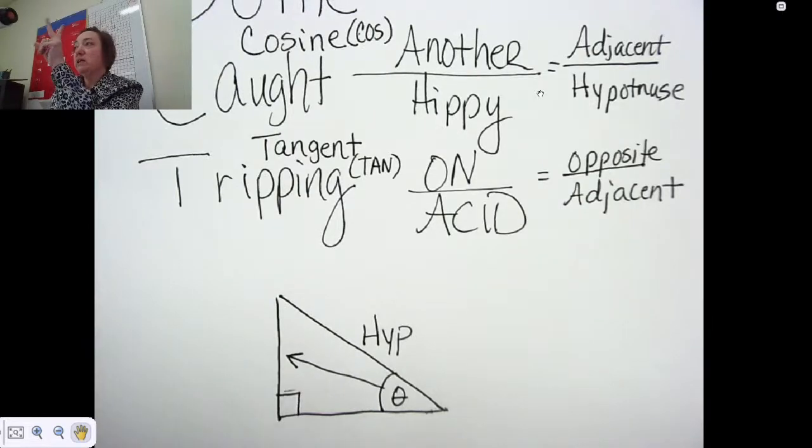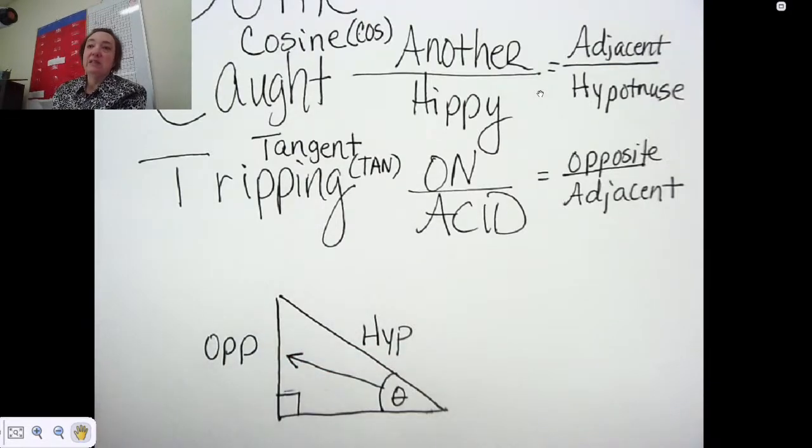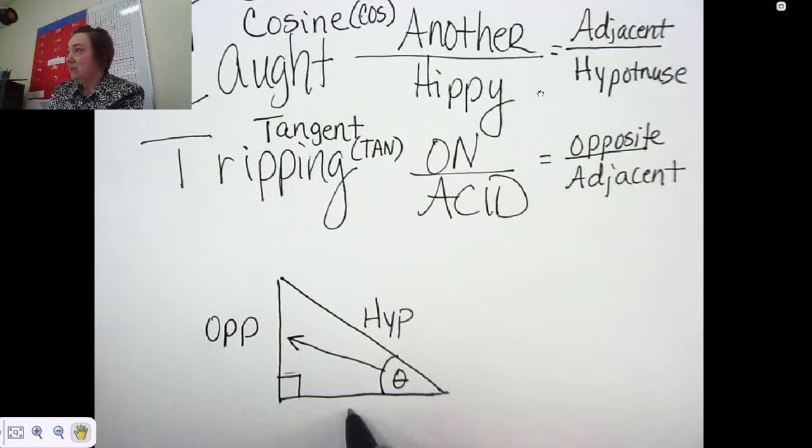Between the words opposite and adjacent, which one? Opposite, because it's on the opposite side of the triangle. So that's the opposite side. And then this side, see how this side is touching the triangle? That one is the adjacent side.